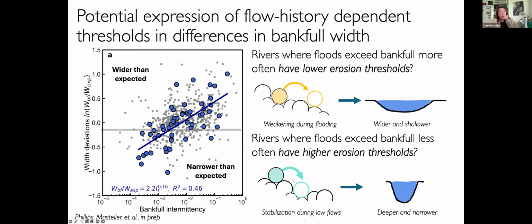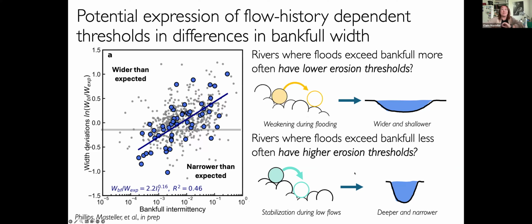Versus in rivers where floods exceed bankfull less often and are narrower than average, can we posit that these have higher erosion thresholds, such that for a larger portion of the year, they're in these low flow states where local rearrangement and stabilization of the bed occurs? Thus, to move sediment, rivers must be deeper and narrower than we would expect on average.